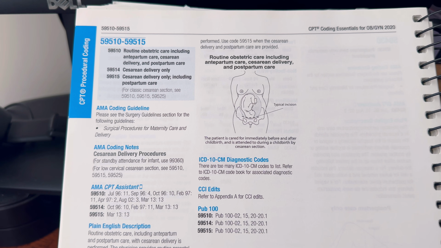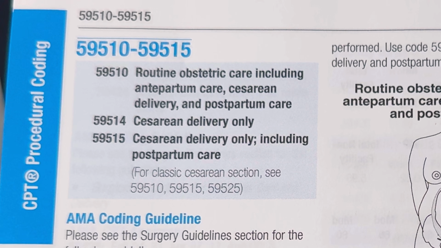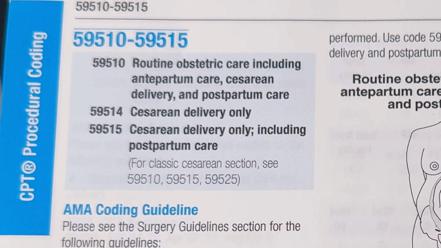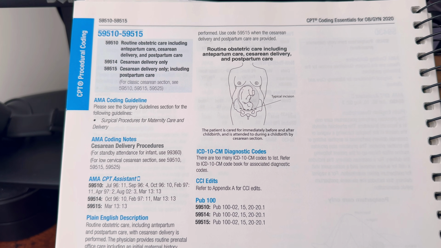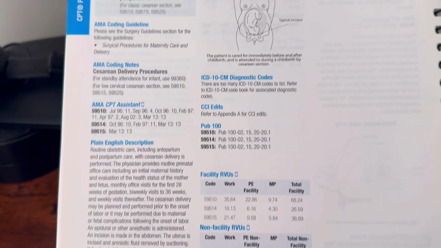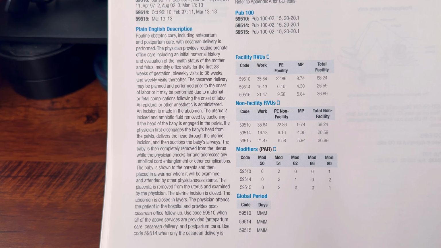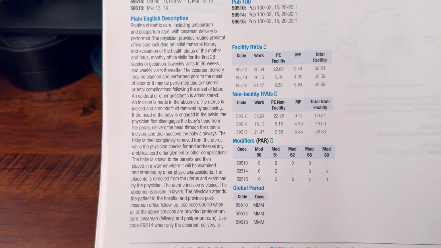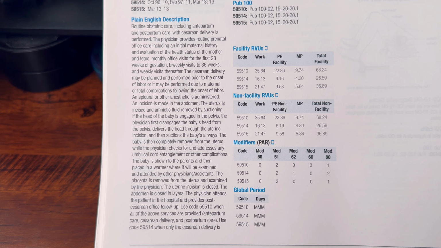So the CPT code that we're going to be looking at is 59510, which is for the routine obstetrics care, including antepartum care, the C-section, and the postpartum care. So that means we are billing for the entire global package. We provided all the patient's prenatal care, the delivery, and then when the patient comes back for the 6-week or 8-week checkup, follow-up, or postpartum visit, we're going to see her for that too. So that is why we were billing global. And here is the description of the C-section.